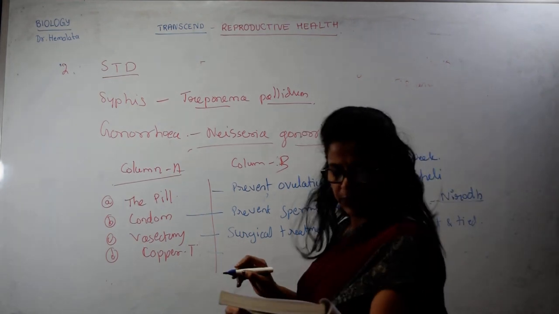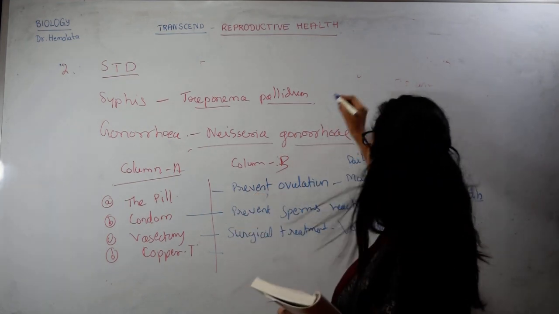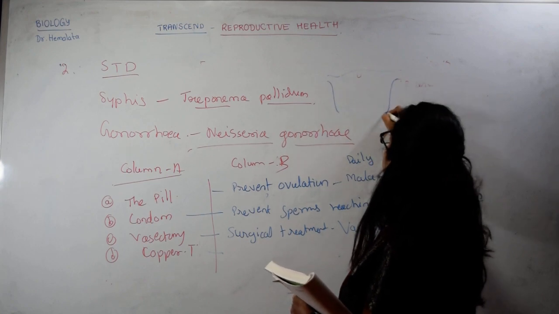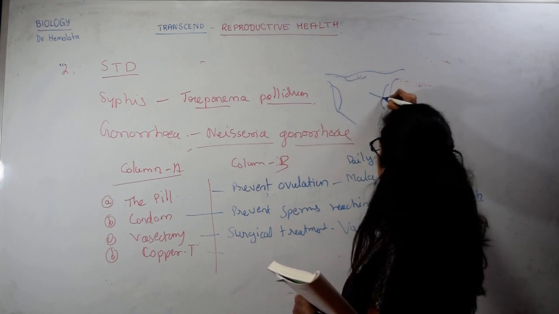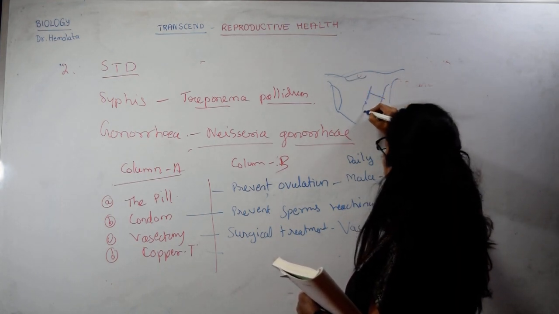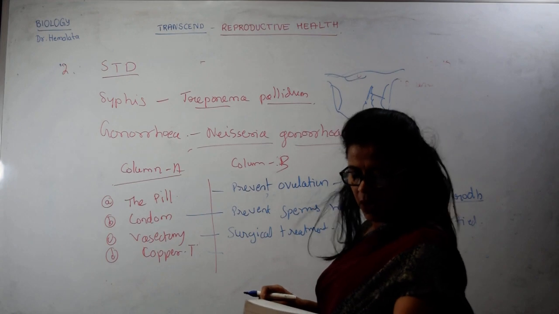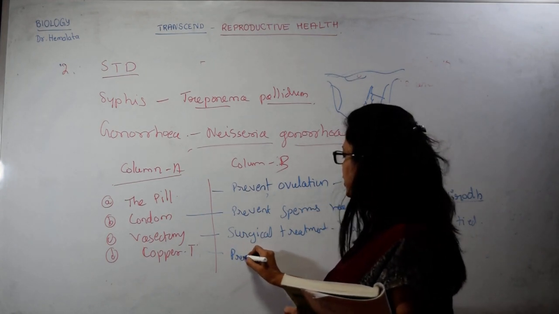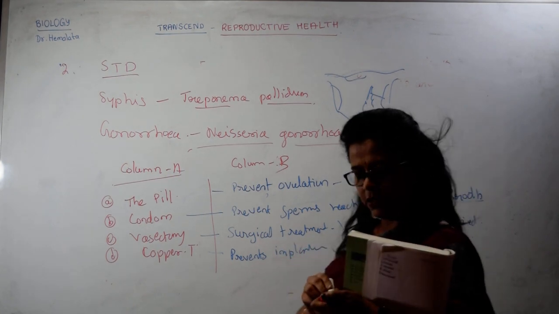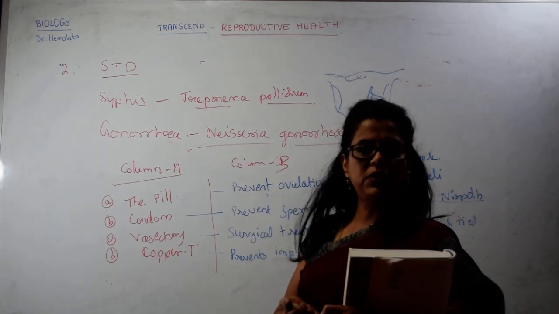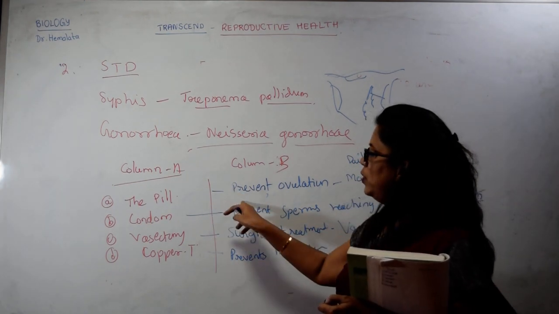Next is copper T. Copper T is a T-like structure which is surgically inserted into the female's womb. It is made up of copper. There are 2 thread-like things hanging here. This is copper T. What will it do? It will avoid implantation. It prevents implantation. So therefore the answer should be C, because it shows this is preventing implantation. So all the 4 you should know, I explained each one.